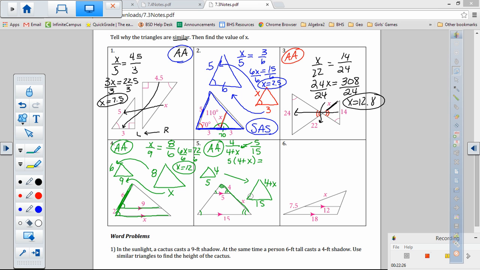equals 4 times 15, which is 60. Distribute the 5. 5 times 4 is 20. 5 times x is 5x equals 60. I'm going to make a little bit of room here for us to finish this problem. Okay. So I have to move the 20 to the other side of the equation. 5x equals 40, and then I'm going to divide both sides by 5, and x is going to equal 8.